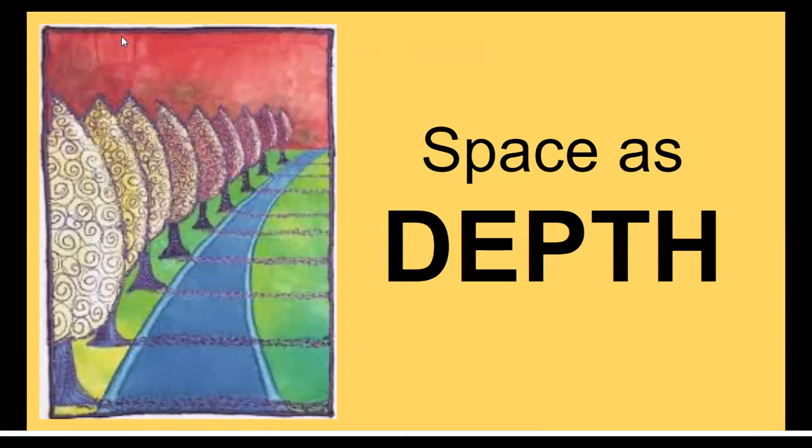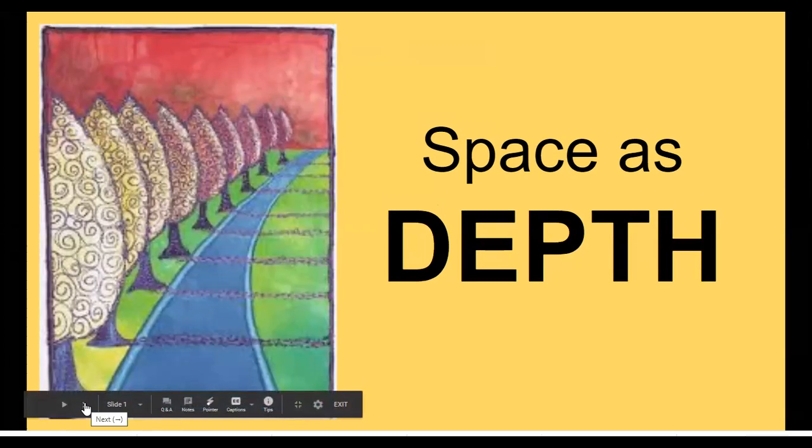We're going to continue talking about space, but instead of talking about the positive and negative space, we're going to talk about space as depth. So this is specifically when we're talking about two-dimensional artwork, so drawings and paintings. What can an artist do to create a sense of depth on a flat canvas, on a flat sheet of paper? So there are some things that an artist can do. We're going to look at them and we're going to take some notes.